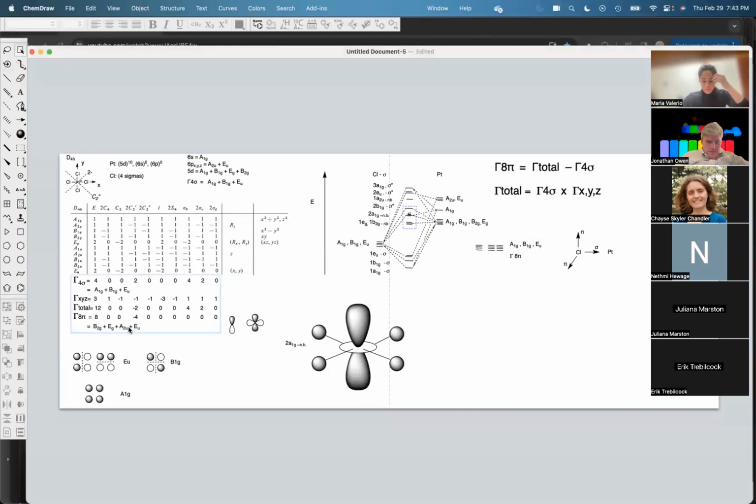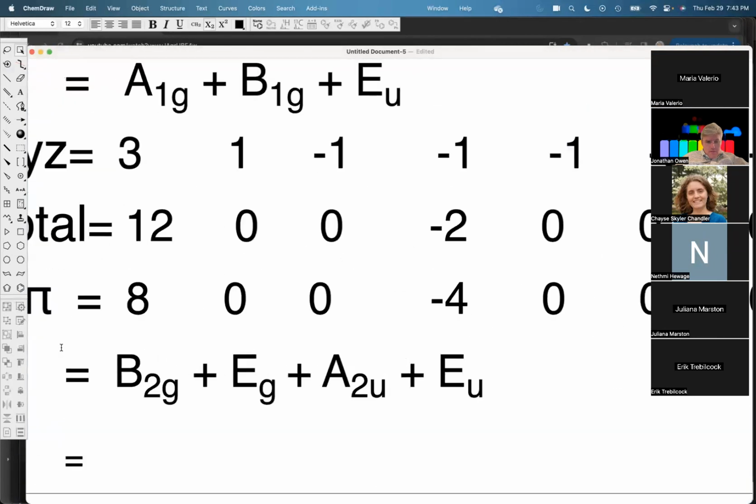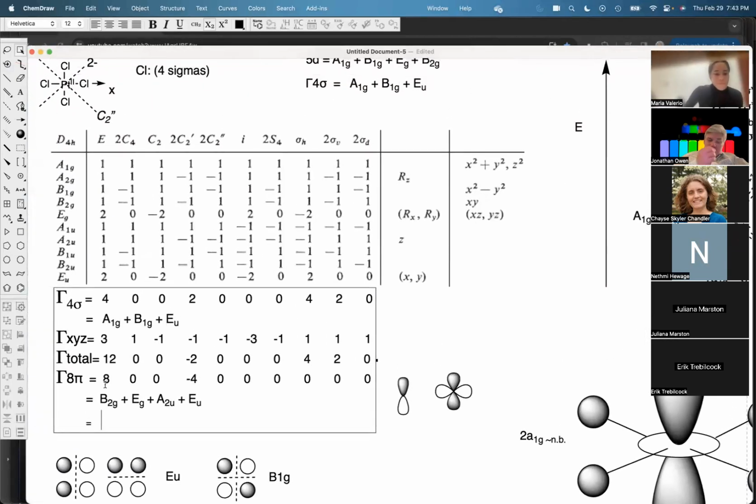Okay, so I guess I've got to go figure out what these things are. So this sum here is B2G, EG, A2U, and EU. 1 plus 2 is 3, plus A2U and EU is another 3. That's 6, right? So that makes perfectly good sense.